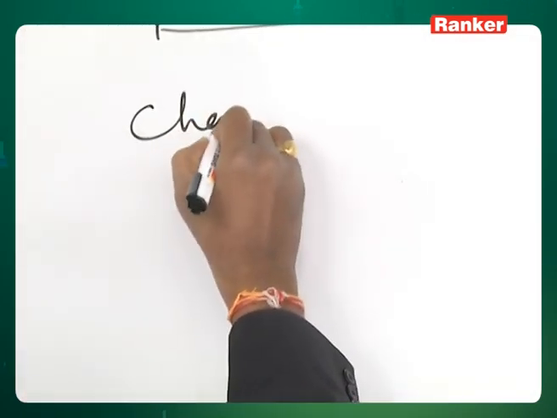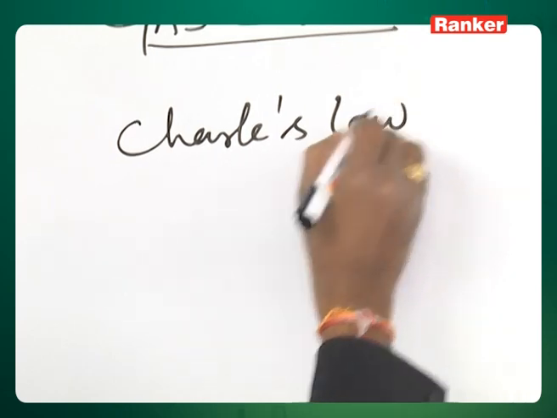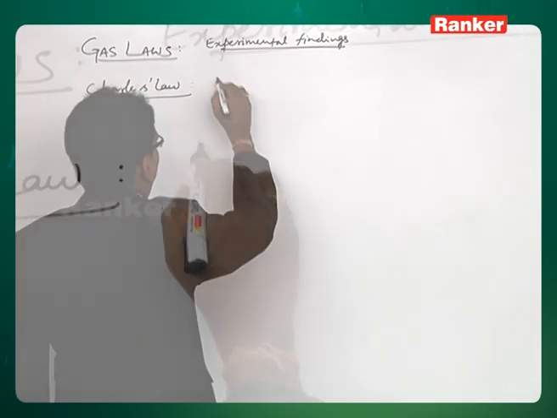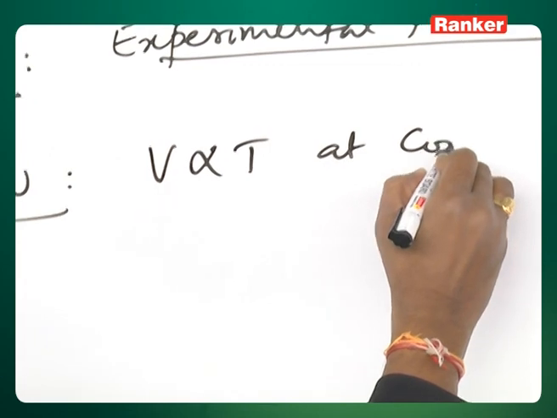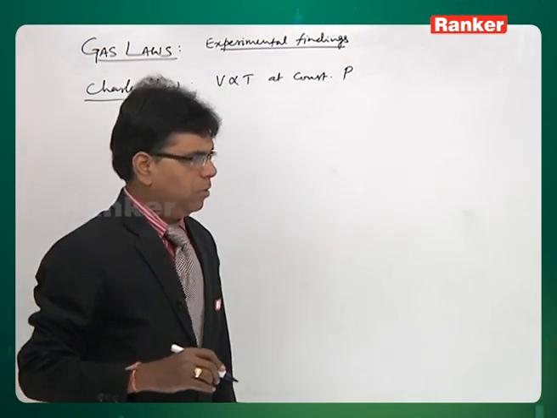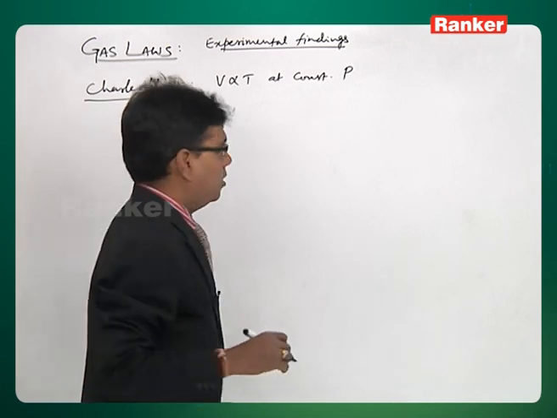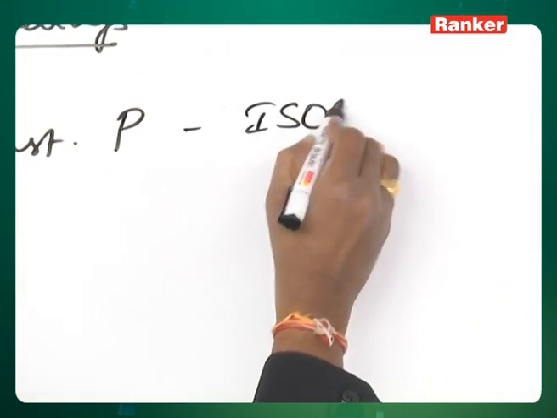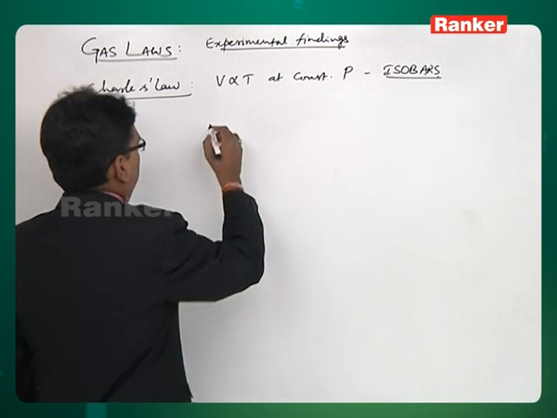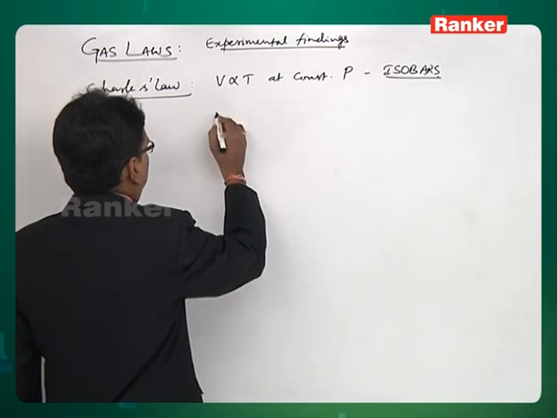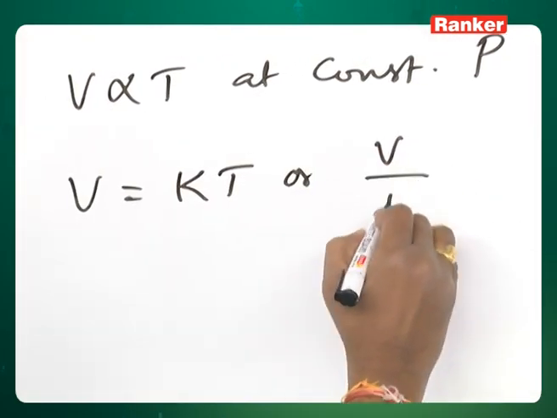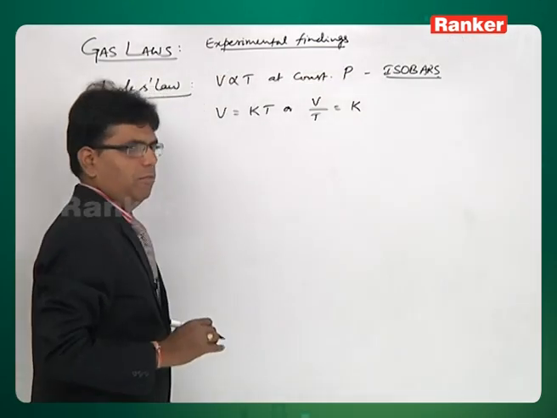In this Charles law, V is proportional to T at constant pressure. First of all, the graphs that are drawn at constant temperature are called isotherms, and the graphs that are drawn at constant pressure are called isobars. As V is proportional to T, you can write V is equal to KT, or V by T is equal to K. This is another way of writing the Charles law.